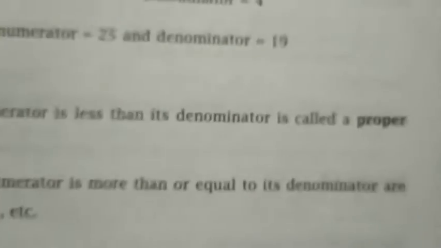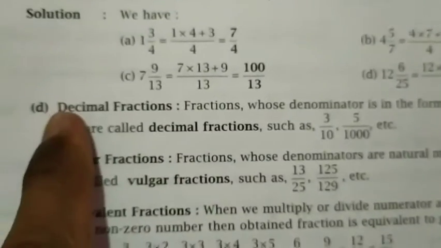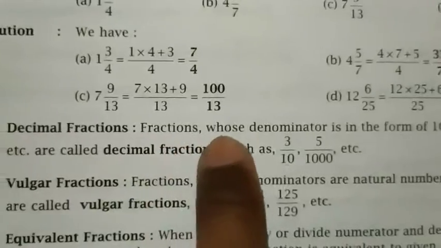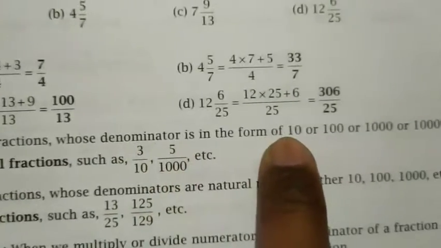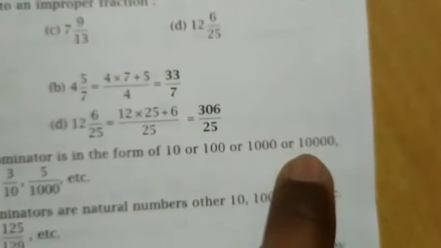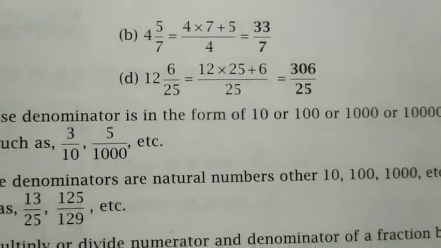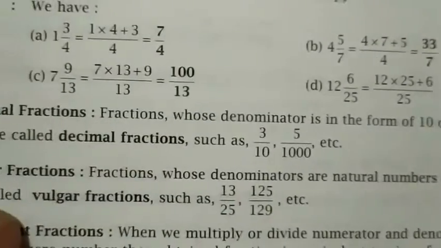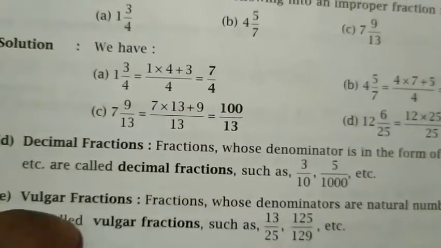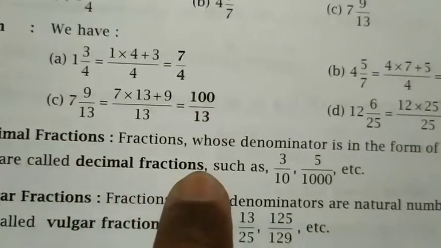Okay, now we come to the next, that is the decimal fraction. A fraction whose denominator is in the form of 10 or 100 or 1000 or 10,000, or simply you can say a number that can be represented as a power of 10, then all these kinds of fractions are known as decimal fractions.